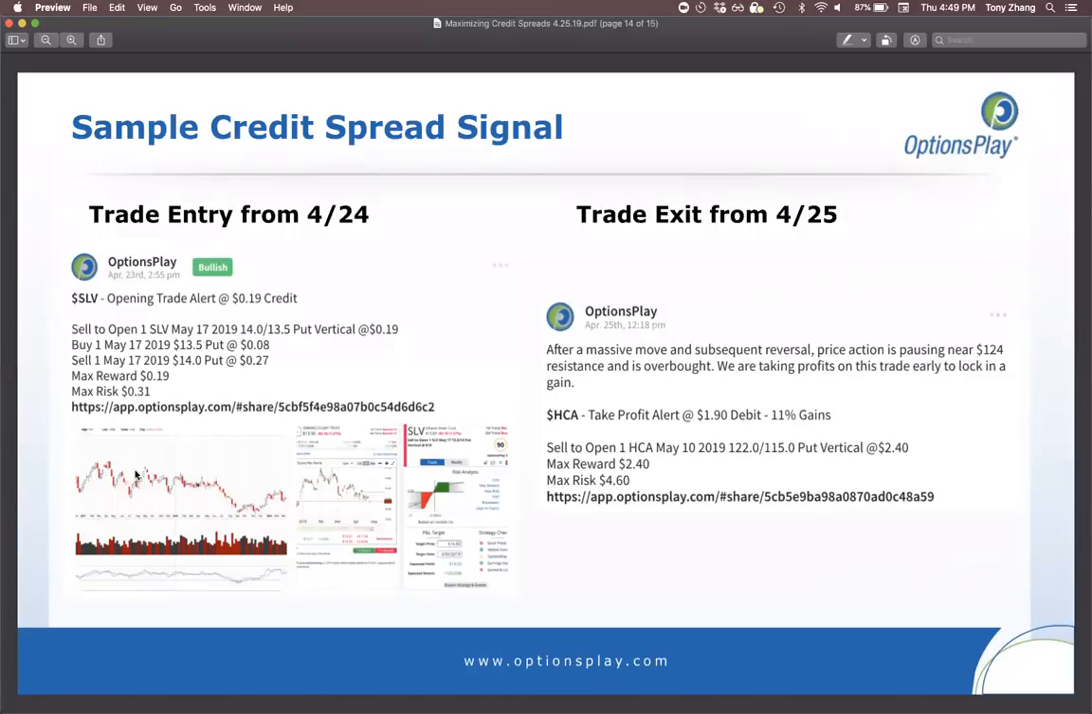We give you supporting evidence of the underlying chart as well as an image of the trade, and we tell you exactly what the trade is. We tell you whether it's an opening trade, and we'll tell you how much credit you received, as well as the details for which leg to buy, which leg to sell, what the premiums of each leg are, max reward, max risk, and a link to the specific trade with the images. And then on a closing trade, we'll tell you a little bit about why we're closing the trade. We'll tell you that in this particular case, this is a take profit, what price to take profit at, and how much gain there was on that particular trade.